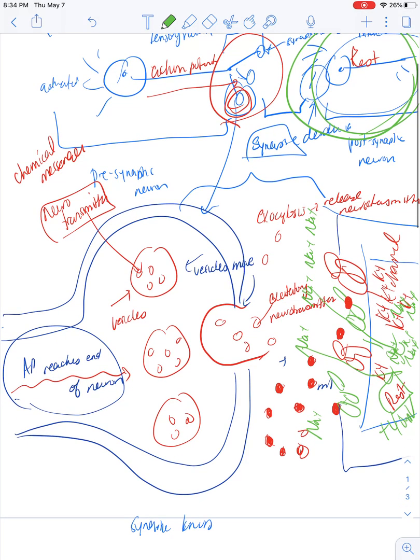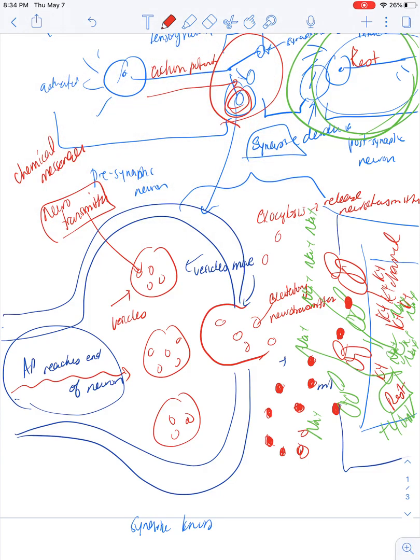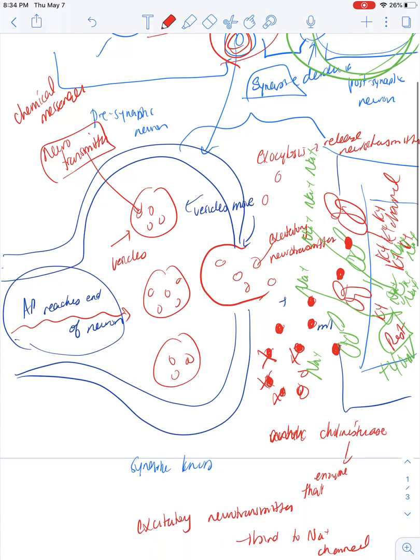But the thing is, you don't want these neurotransmitters to stay in the synapse, right? You don't want that to happen. Because can you imagine if these sodium channels were always open? Your neurons would be firing all the time. So what you want to do is break these neurotransmitters down, and that's done by cholinesterase. Cholinesterase is an enzyme that breaks down a neurotransmitter.